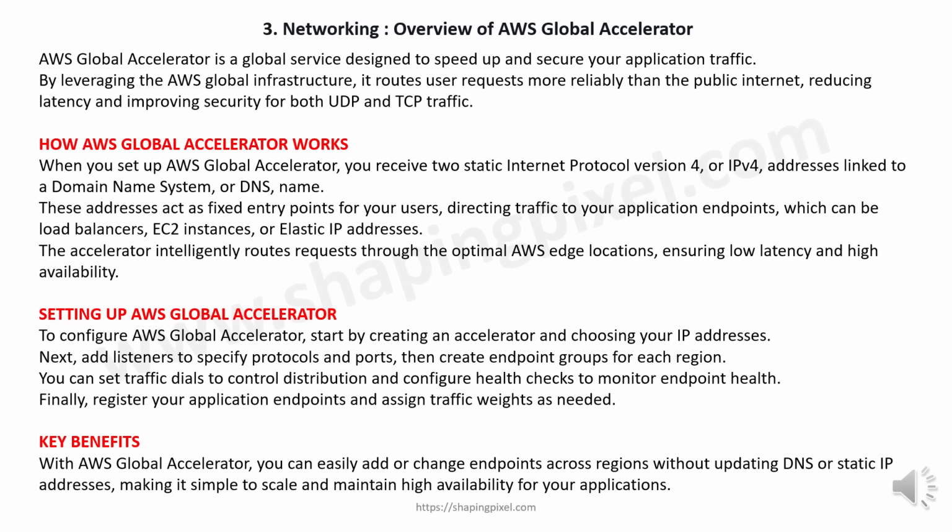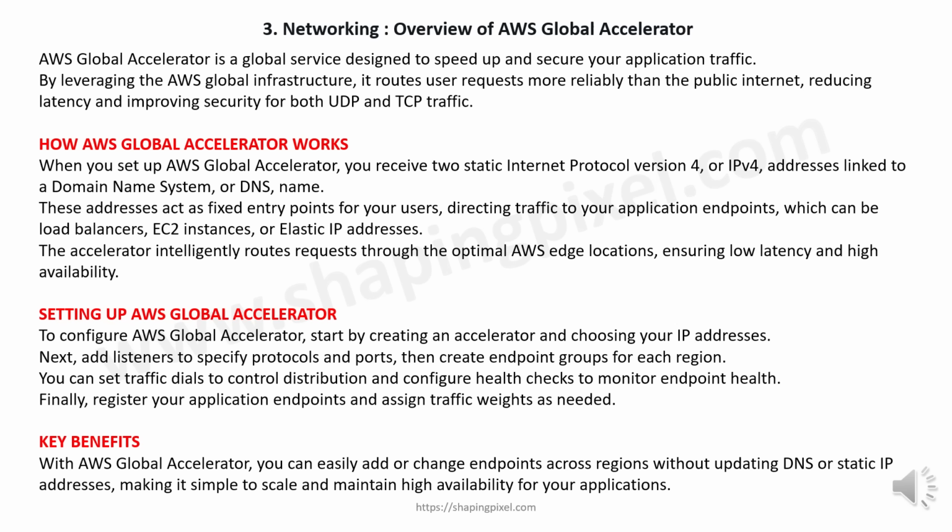AWS Global Accelerator is a global service designed to speed up and secure your application traffic. By leveraging the AWS Global Infrastructure, it routes user requests more reliably than the public internet, reducing latency and improving security for both UDP and TCP traffic. When you set up AWS Global Accelerator, you receive 2 static Internet Protocol version 4 or IPv4 addresses linked to a domain name system or DNS name.